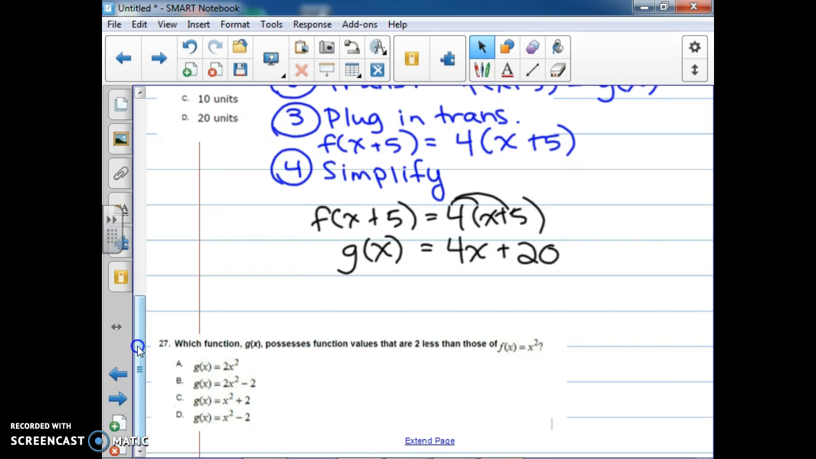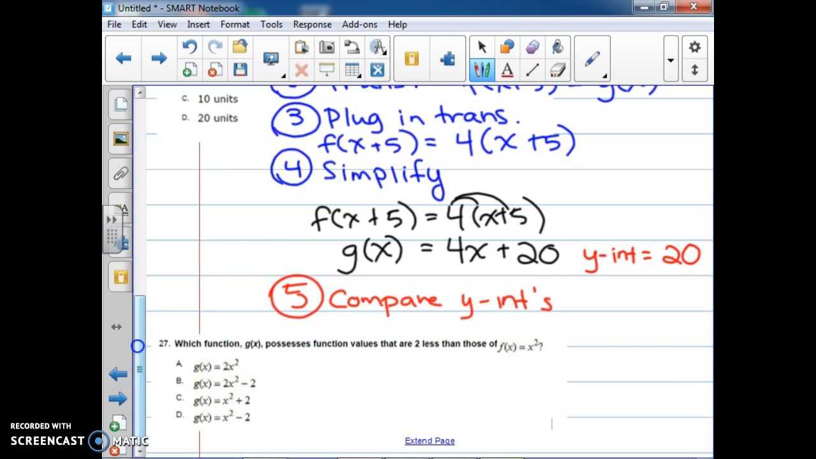Alright, so now let's identify the y-intercept and compare them. Final step: compare the y-intercepts, because that's what our question is asking us. Other questions may ask you to identify x-intercepts or compare x-intercepts and compare slopes or anything like that. This one asks us about y-intercepts. So compare the y-intercepts. What's the y-intercept of g of x?